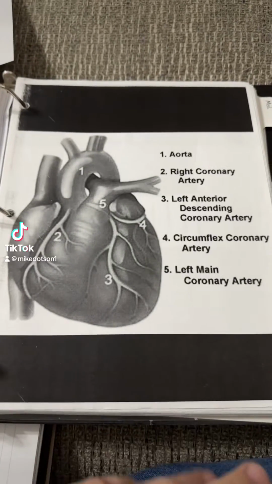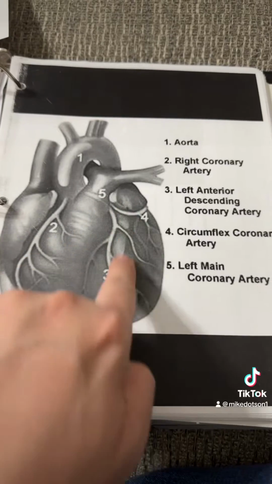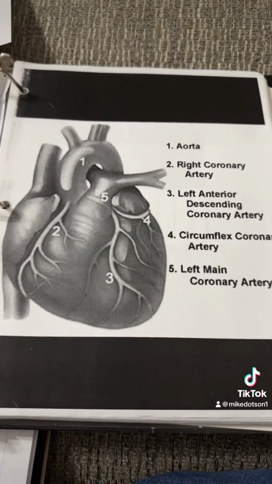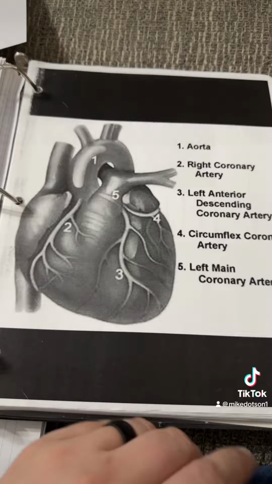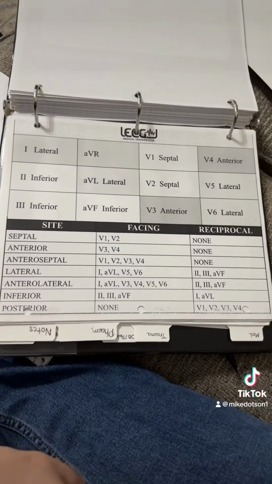Got a picture of a heart here. You can see these are all the main arteries of it. These are the ones that can be blocked. Any of these can be blockages. And that correlates with each part of the EKG as well. This is kind of just something you could screenshot if you wanted to.